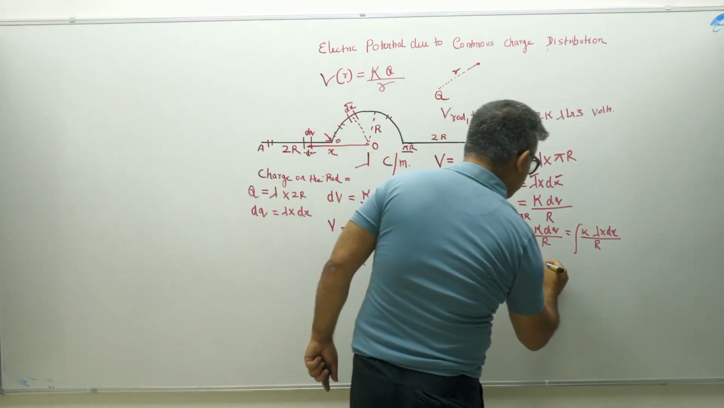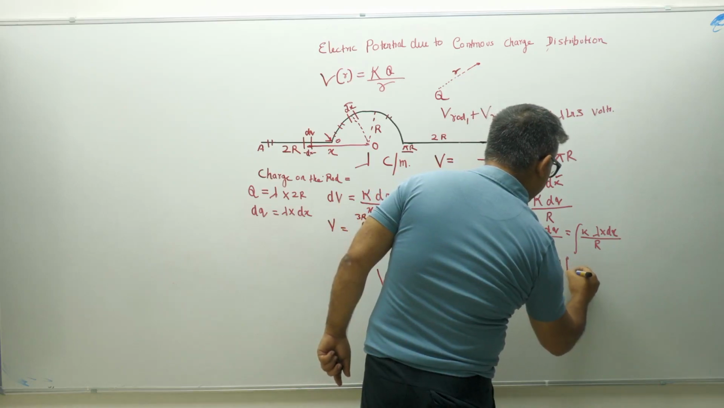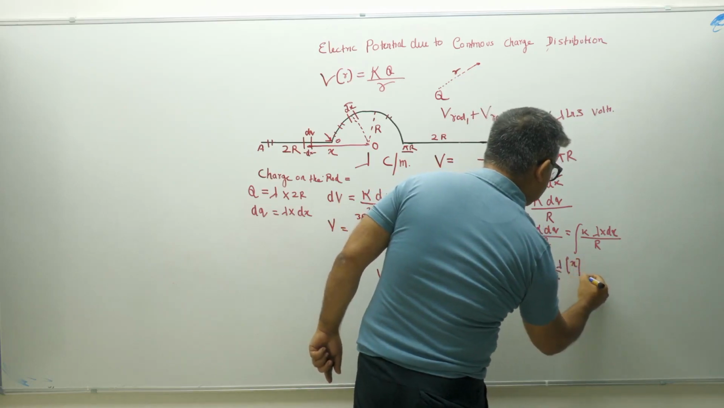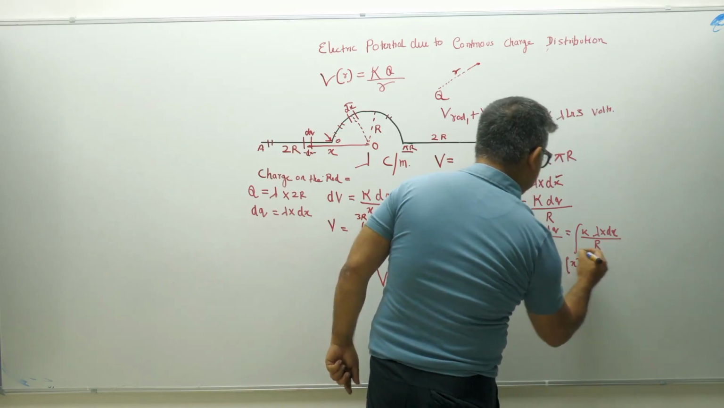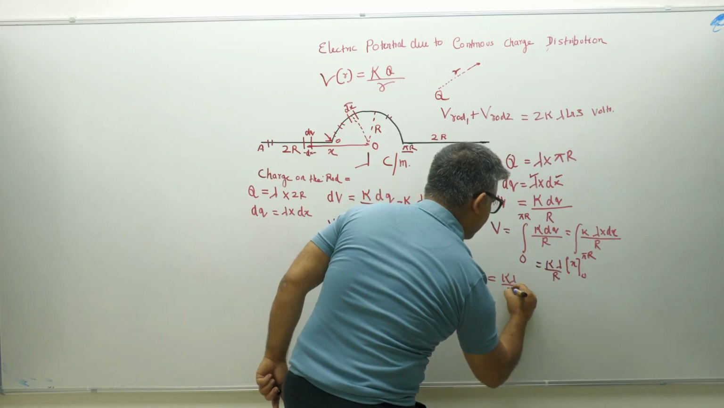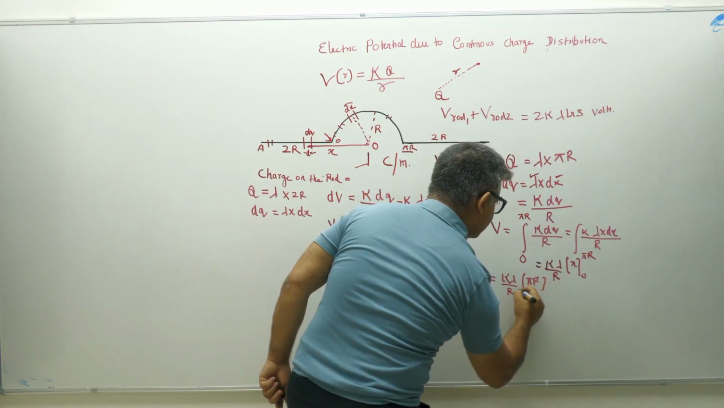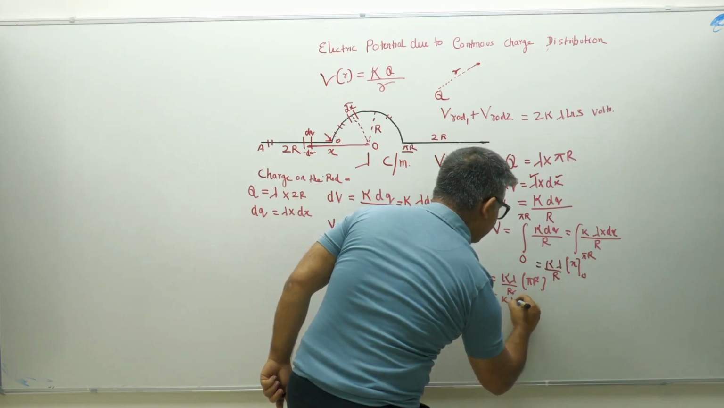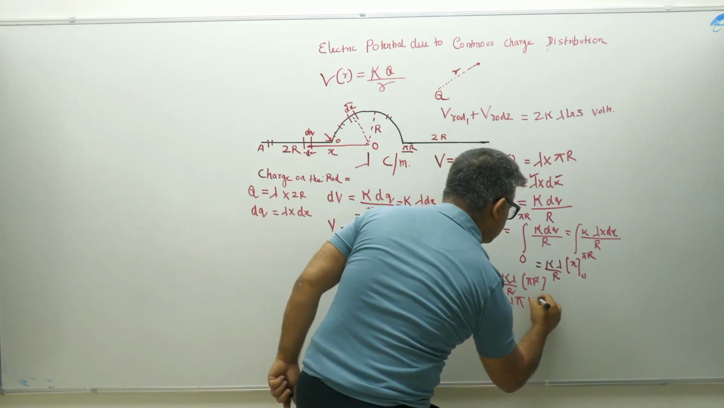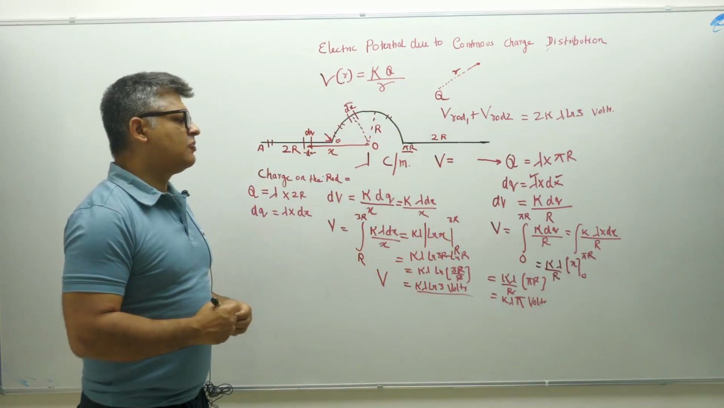Okay, so you get k lambda by r into x, with the limits 0 to pi r, which is equal to k lambda by r, and this is pi r minus 0. So r gets cancelled, and you get k lambda pi volts. That's your expression for the semicircular ring.